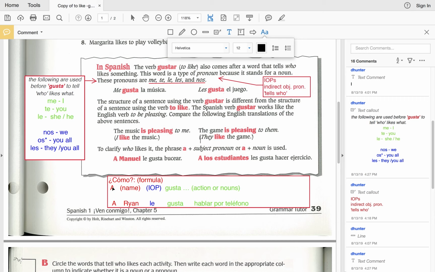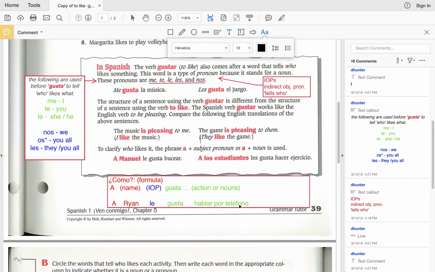Here we have a, name, IOP, gusta. All right. Then you follow that up with an action or a noun. We'll go with actions for now just because that's the base level of this concept. So our formula again is a to this person, they like it, or he or she or I like it, and that would be the thing they like. In este caso, we have a Ryan le gusta hablar por teléfono.